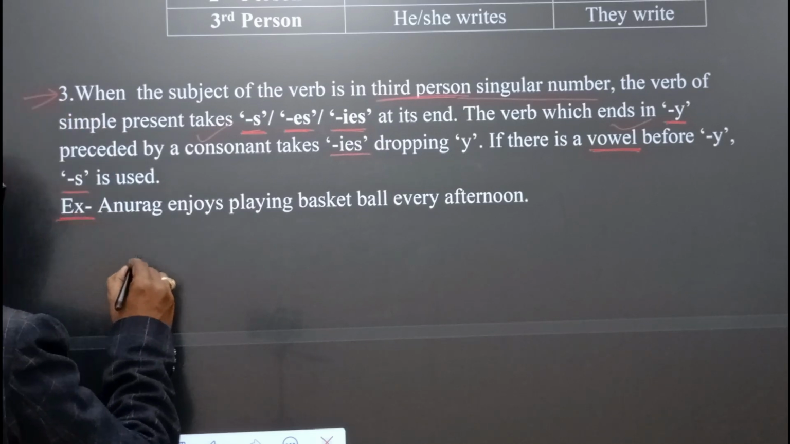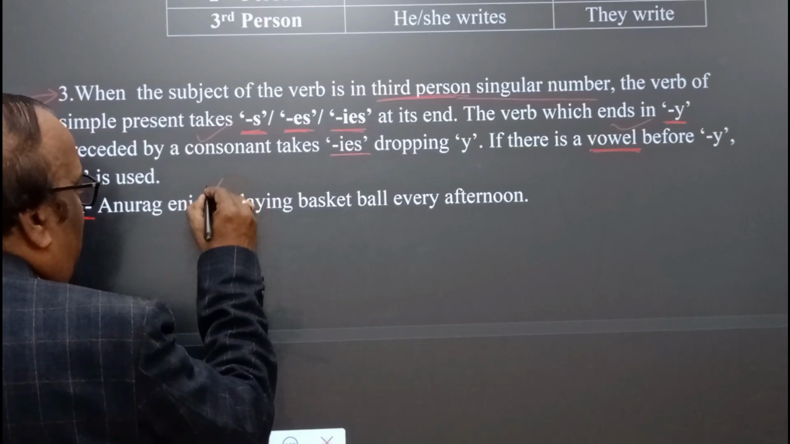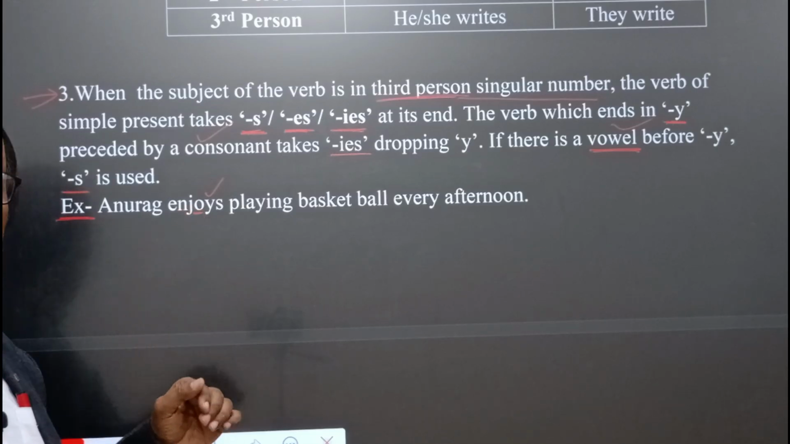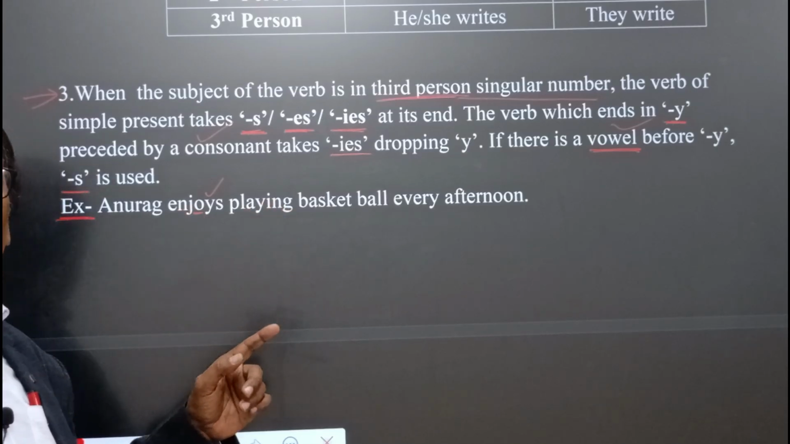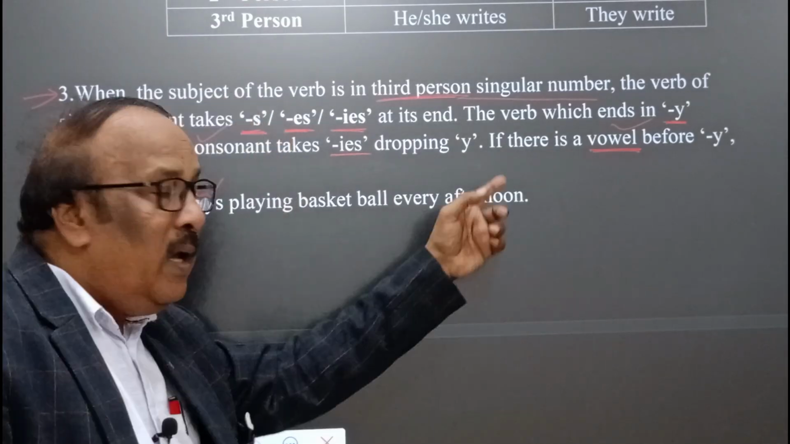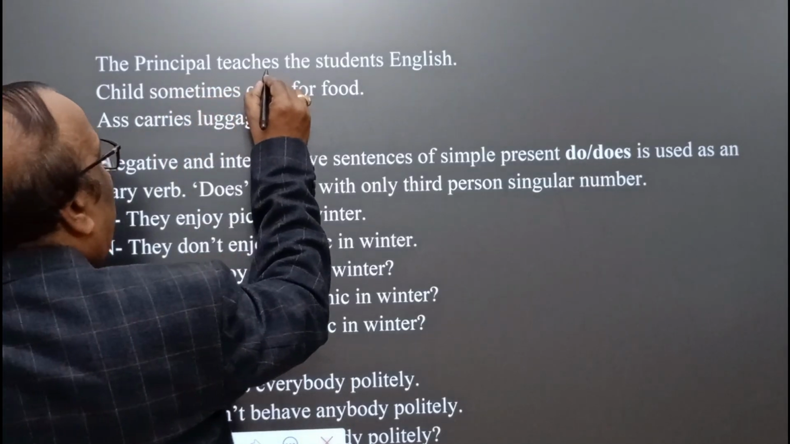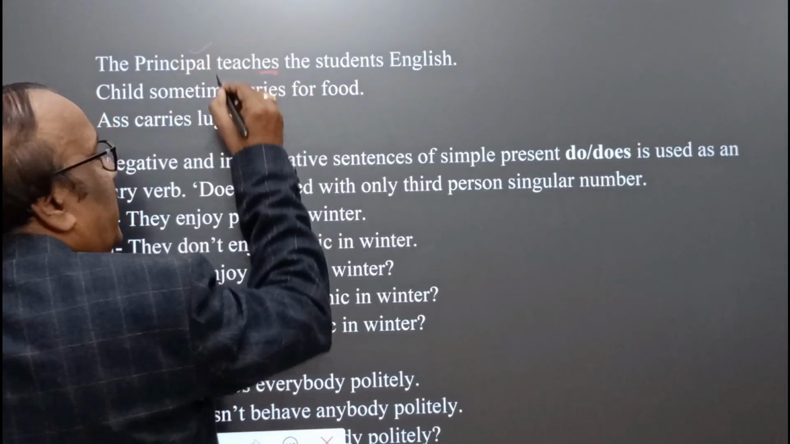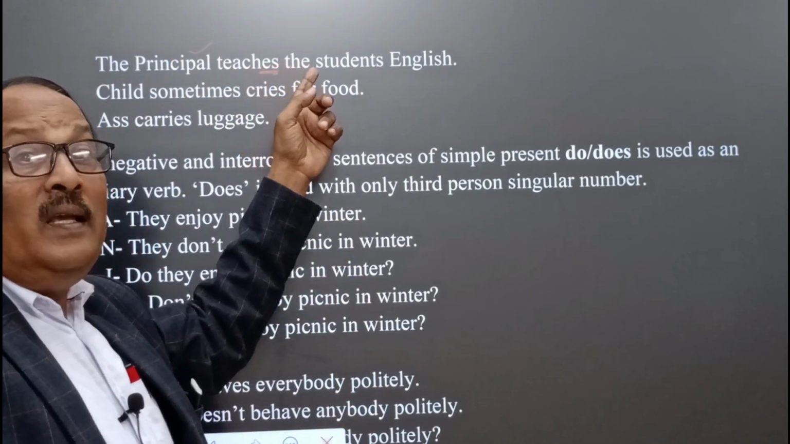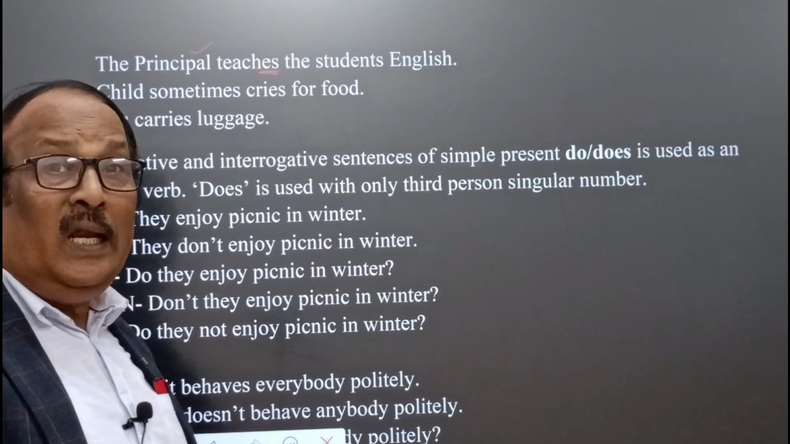Let's see an example. Anurag enjoys. You see here before y we find a vowel. Therefore y is not dropped. S is used as a suffix. Anurag enjoys playing basketball every afternoon. The principal teaches. You see, the verb teach takes es because the principal is a third person singular number. That's why the verb takes es as a suffix. The principal teaches the students English.